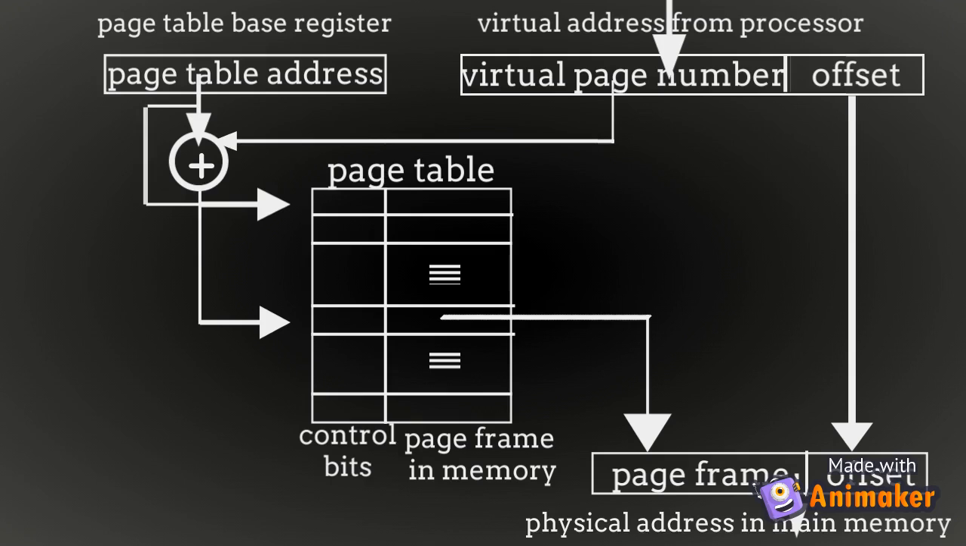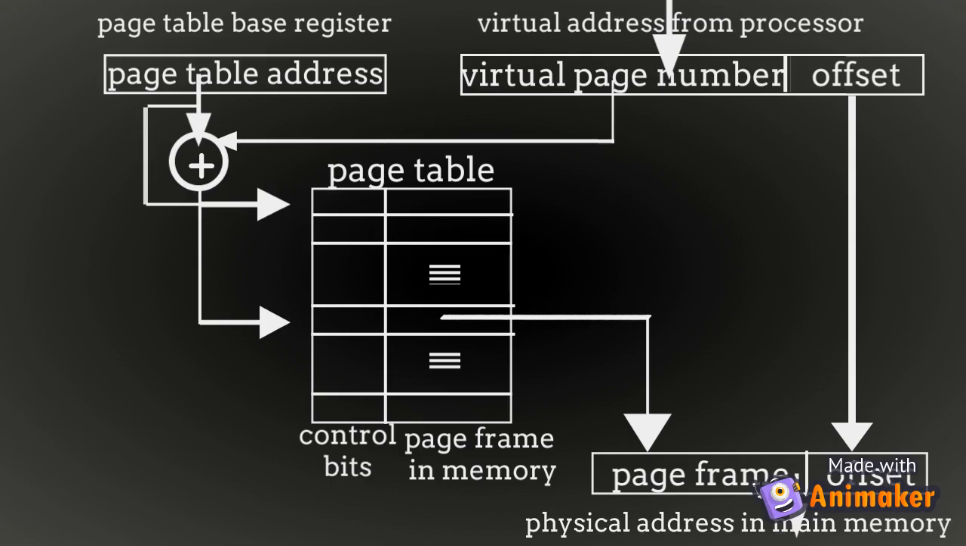Similar to the dirty or modified bit in case of cache memory. Other control bits are for various other types of restrictions that may be imposed. For example, a program may only have read permission for a page, but not write or modify permissions.